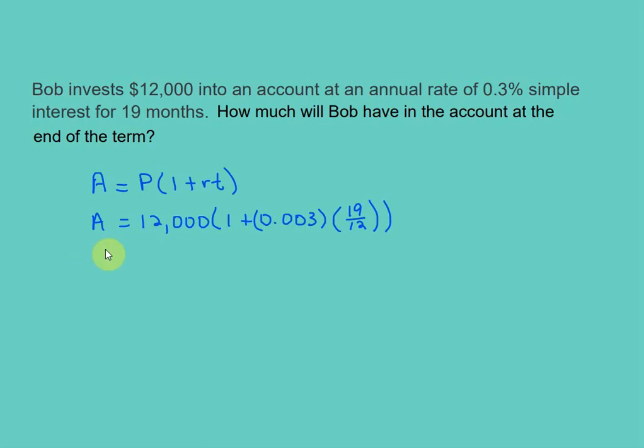And once we put it in the calculator, we find that the total amount that Bob will have in the account at the end of the term is $12,057.